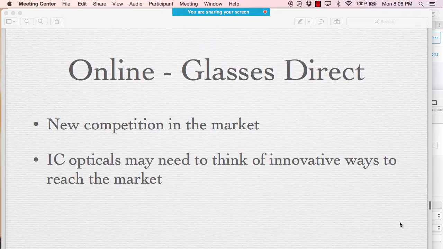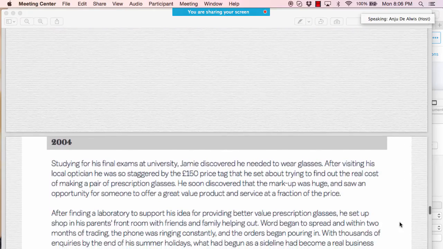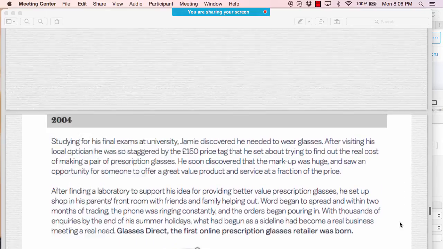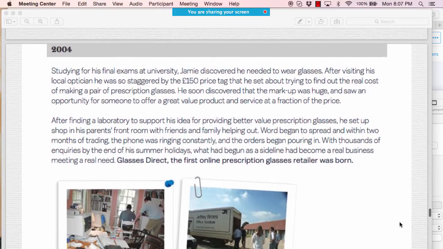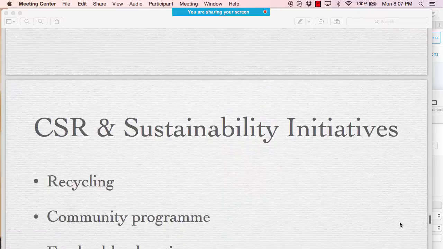Online Glasses Direct, so new competitors in the market, and they only looked at distributing online, and we have not even gone online, I think, IC Opticals. So there is a big opportunity there for us. Maybe even partner with some of these guys and work with them, right? And gain that access to knowledge immediately. So it's a possibility. And this is a little bit about Glasses Direct, when they started and how they started, which is quite interesting.